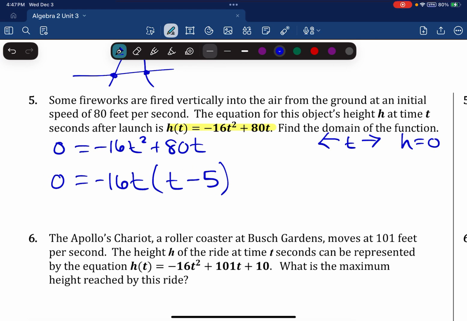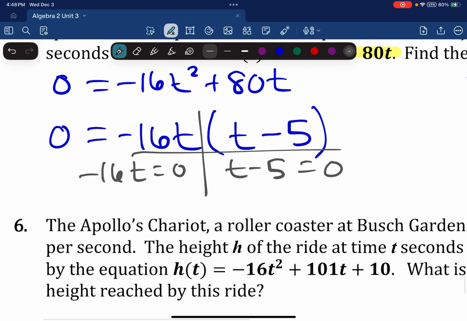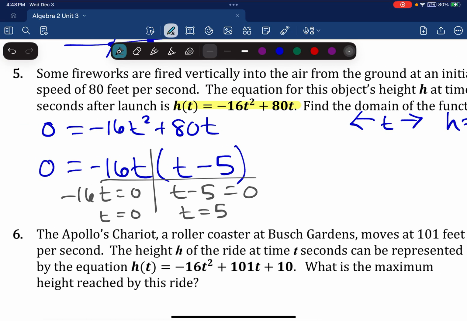Now this is factored. We now can create our table to solve each of our factors. So I'm going to set my factors equal to 0, and now I'm going to solve. Divide both sides by -16, t is still 0. Move that 5 over, and t is 5. So the values of our domain run from when time starts at 0 all the way to 5 seconds. So this is our domain.